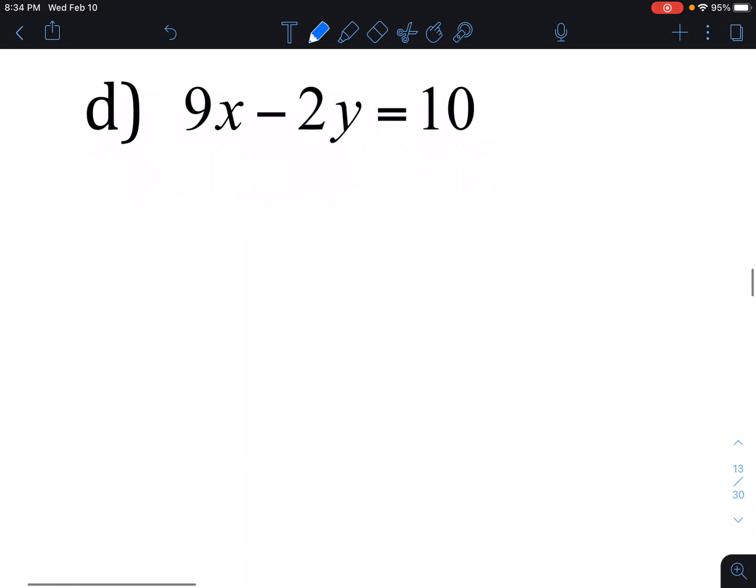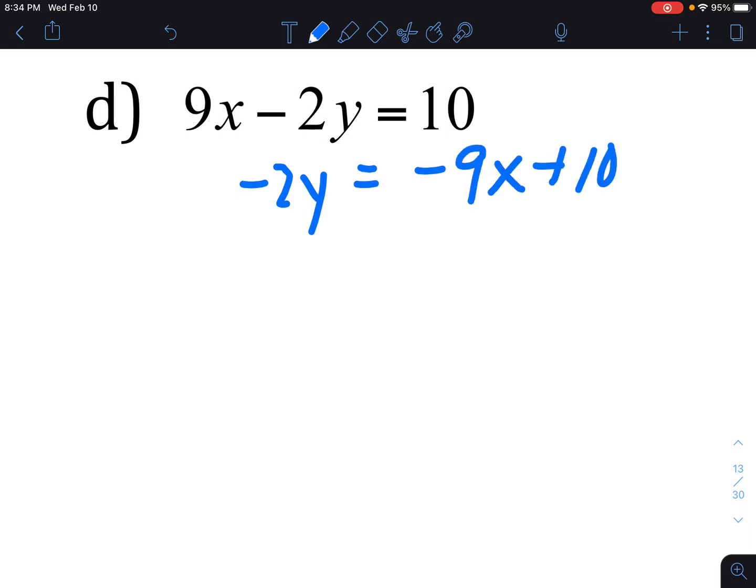Letter D, I got to do some converting here to get y by itself. The first thing I'm going to do is subtract 9. Then I'm going to divide everything by -2.